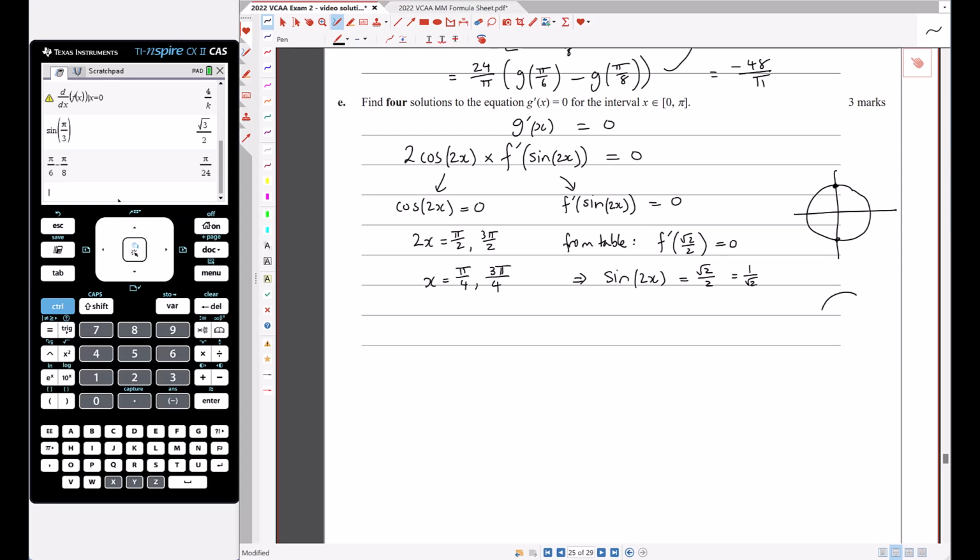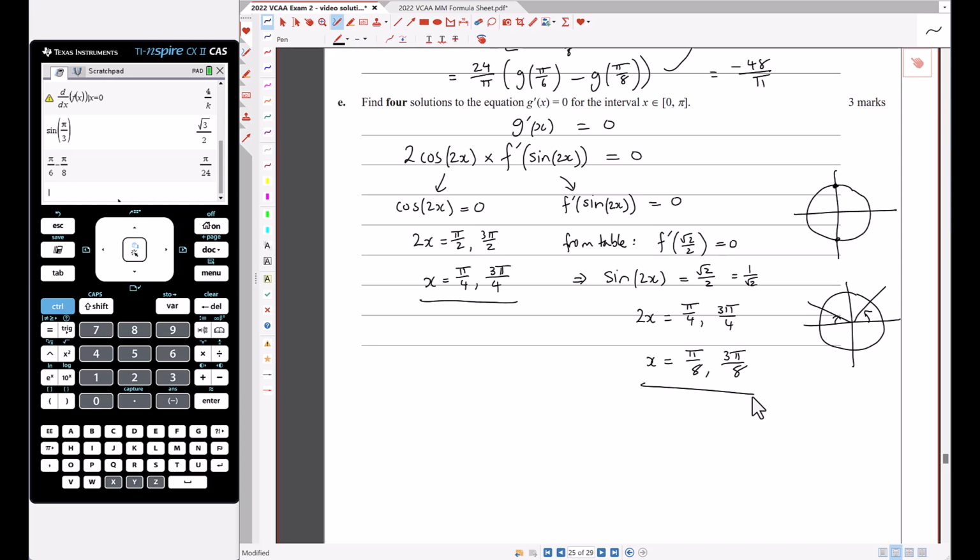Exact values, we're talking about pi on 4. Sine is positive, so it's in these two quadrants. Pi on 4 up from here and pi on 4 up from here. So 2x is going to equal pi on 4 and 3 pi on 4. Dividing those by 2, we get pi on 8 and 3 pi on 8. So there are our 4 solutions, 2 from the cos 2x part of the function and 2 from the f dash at sine of 2x part.